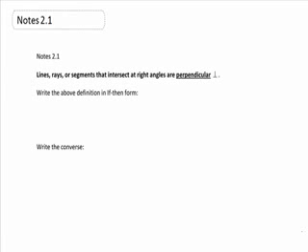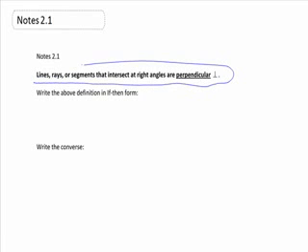Open up your brand new packet, and on the back of the blue cover I'd like you to write the following definition. I'm telling you it's a definition, so that means we can treat it like a definition. Lines, rays, or segments that intersect at right angles are perpendicular. Please write down that definition.